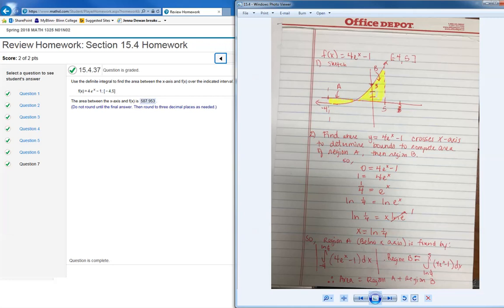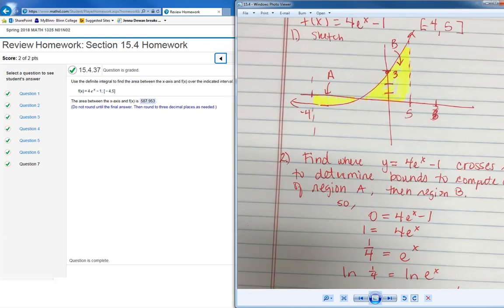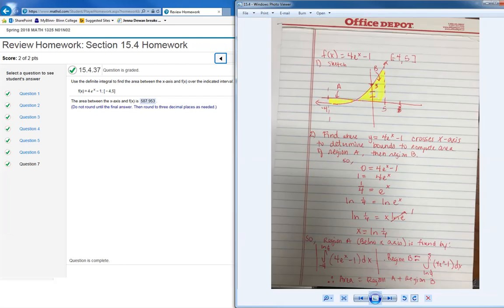But you've got where we're crossing the x-axis, and so maybe if I even zoom it in, so I've got -4 all the way to natural log of 1/4. That's going to be my first region that I'm going to take the absolute value because I'm looking for an area here. And then I'm going to add region B. Well, region B is going to be the area above the x-axis, and so that's going to start at natural log of 1/4, and then we're looking all the way to where x is 5. And so you would find, of course, what these values are and add them together to get the total area.